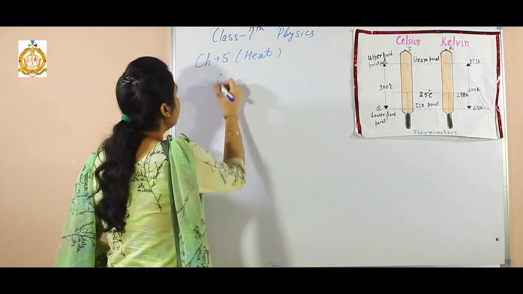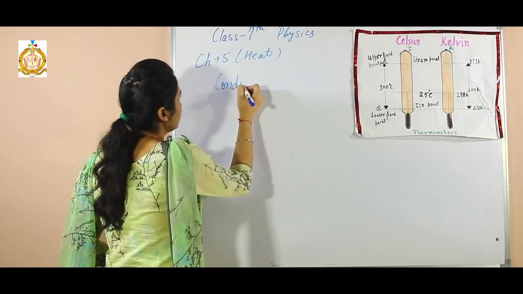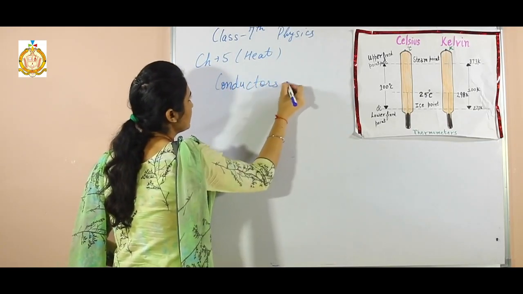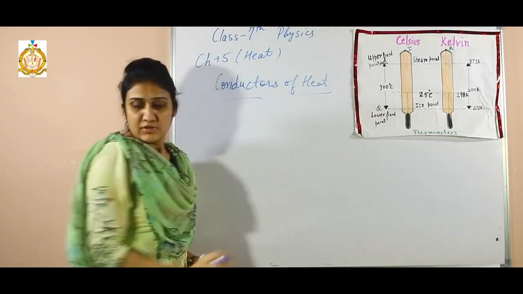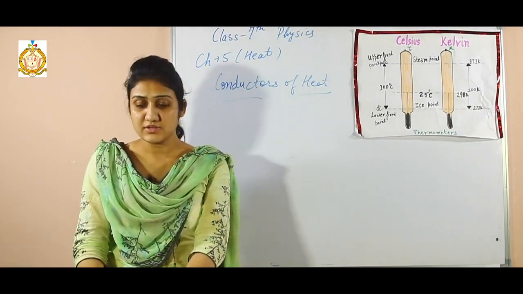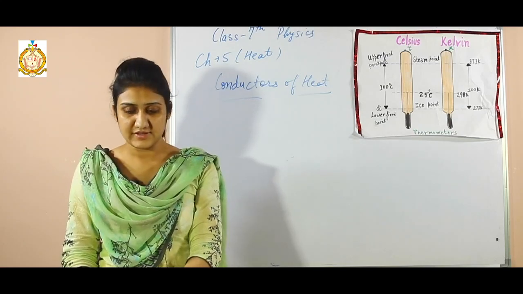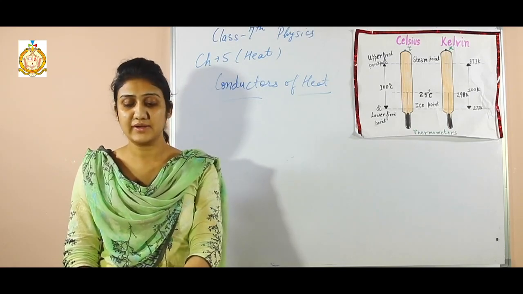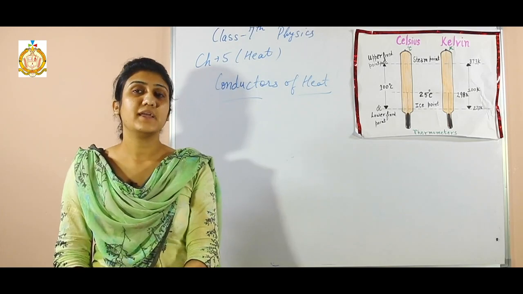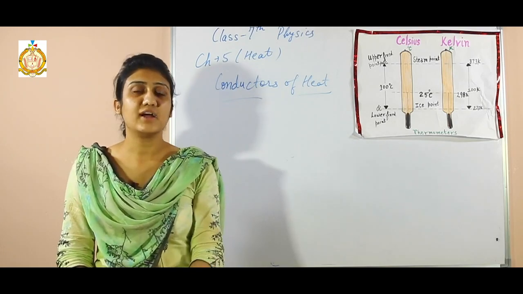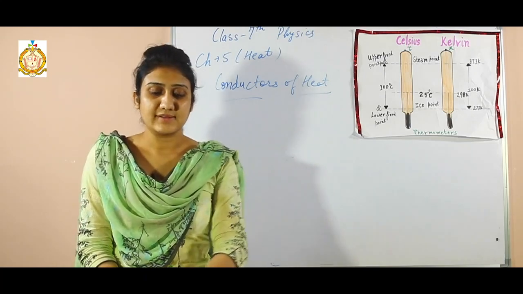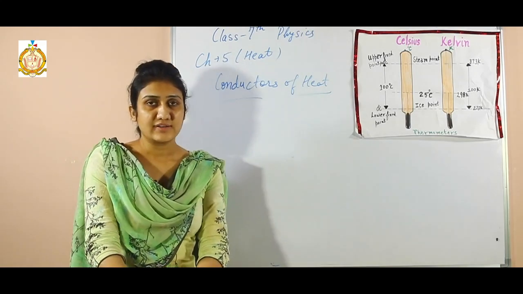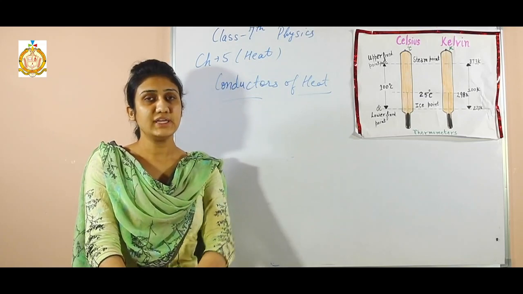Good conductors and bad conductors. Just like good conductors and bad conductors of electricity, there are good conductors and bad conductors of heat also. And those that are good conductors of electricity are most likely good conductors of heat also. For example, metals. Metals are good conductors of electricity, and they are good conductors of heat also.